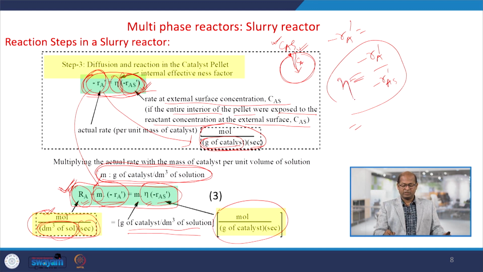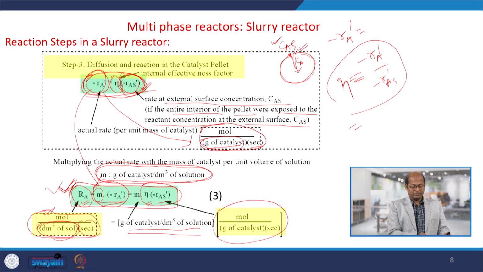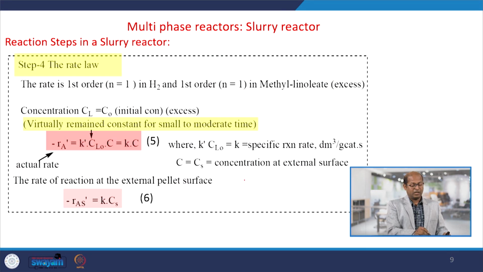So, consider here the eta value, that is the efficiency. Now this equation 3 for diffusion and reactions we have derived, and now the rate law. Consider here the reaction is in gas and liquid phase, where liquid and gas are both reactants and solid is the catalyst.